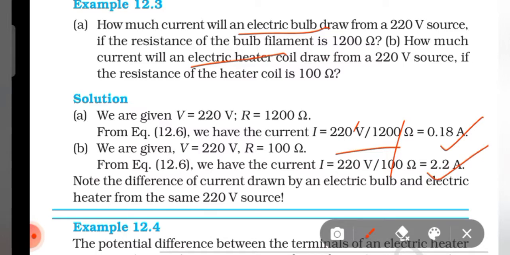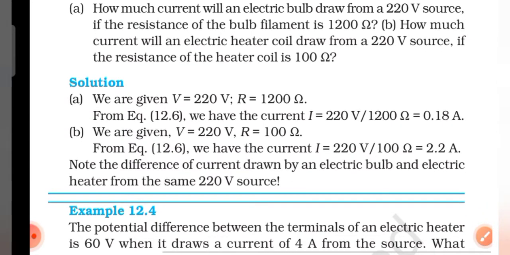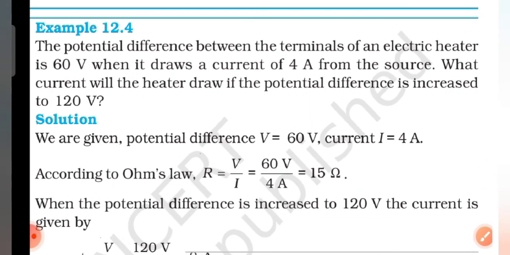Remember that you have to always mention the unit of whatever you find. Likewise here, you have to mention the unit of current, ampere, otherwise you will not get marks. So you can note the difference in the current drawn by the electric bulb and the electric heater. The heater takes more current than the bulb. It was an easy question, you just have to find the current. In exams, such easy questions don't come, so prepare for much harder, tougher questions.